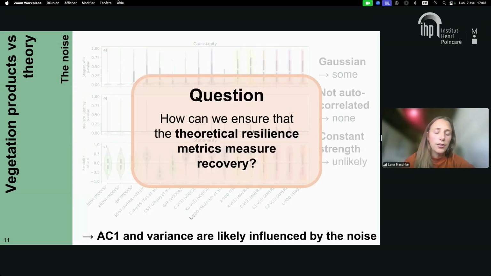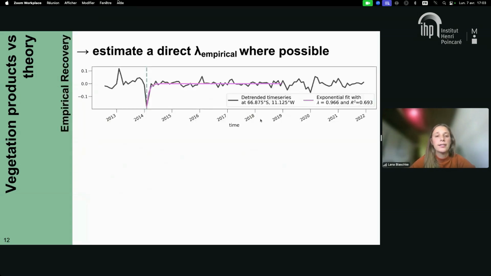That's the noise. So now the question is, how can we actually ensure that the theoretical resilience metrics like autocorrelation and variance measure recovery? And this is also nothing new. We came up with the idea of following Taylor's paper and estimating a direct empirical recovery rate, lambda empirical, wherever we can detect a perturbation. We apply this to all the time series we have, and then we fit an exponential function. From this, we get a lambda, which is our recovery rate, and we get a measure of goodness of fit, how well the pink fit matches the other time series.